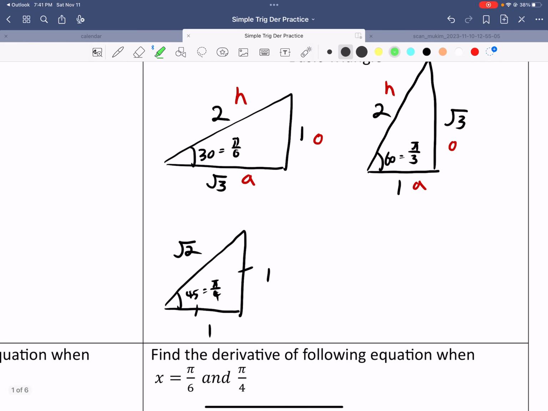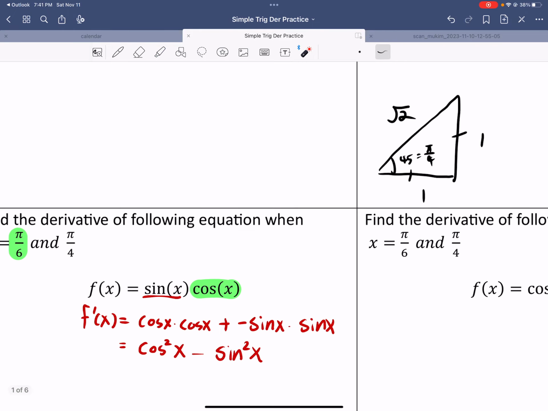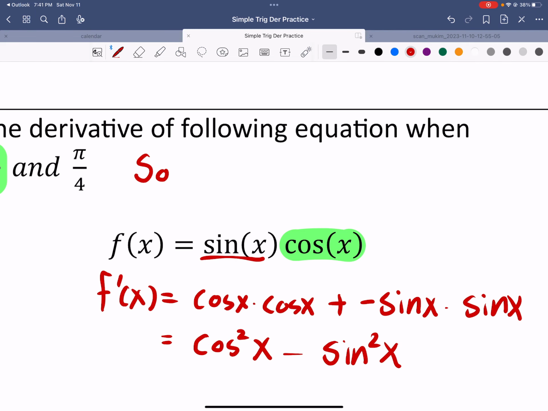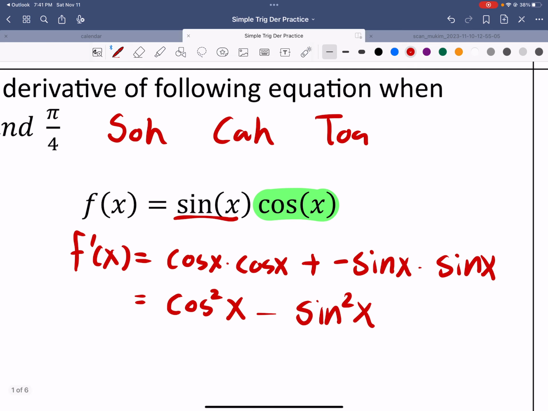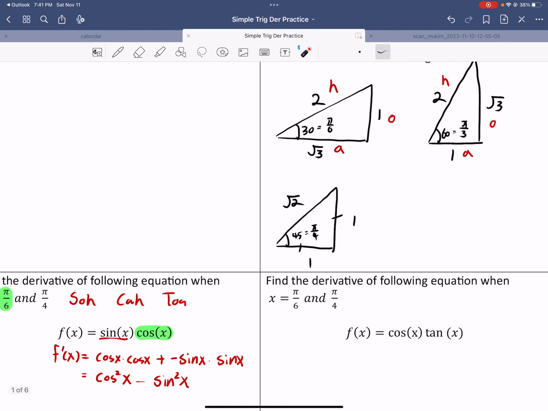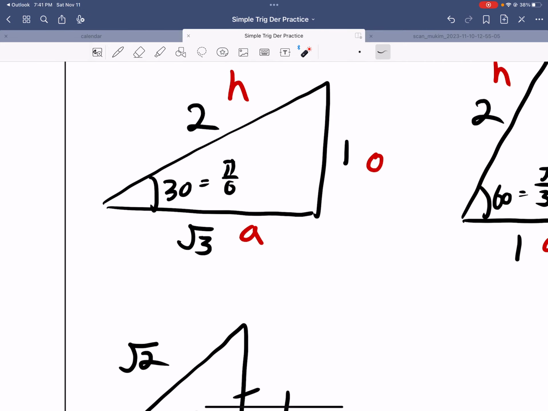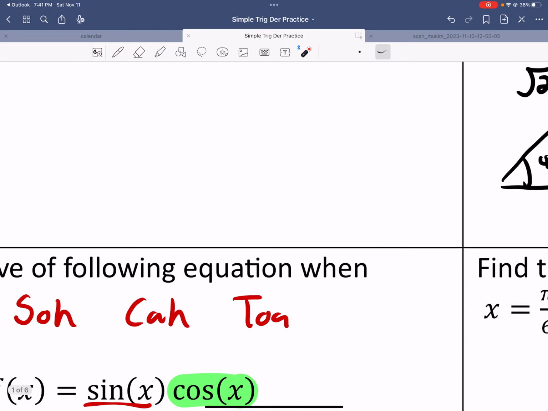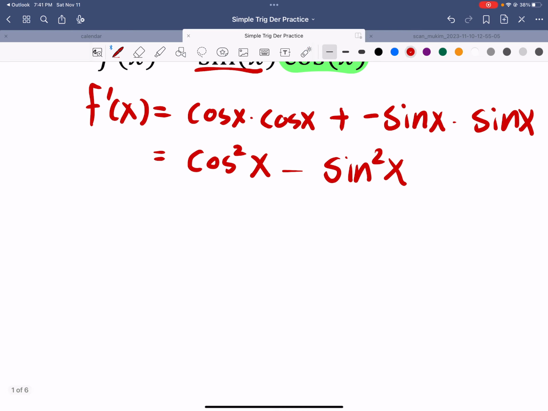Pi over 6 is going to be this triangle. So for the cosine, let's do this. You remember SOHCAHTOA, right? SOHCAHTOA. So cosine is going to be CAH, adjacent over hypotenuse. So for pi over 6, let's use the triangle. Adjacent over hypotenuse, so it's the square root of 3 over 2. Okay?